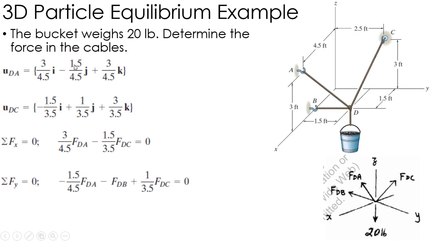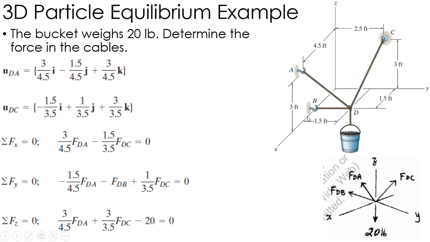Where I'll have negative 1.5 over 4.5 times F_DA minus F_DB. Again, that's this cable all in the J direction or the Y direction. And then plus 1 over 3.5 times F_DC. That will be my Y equation, summed up, set equal to 0.